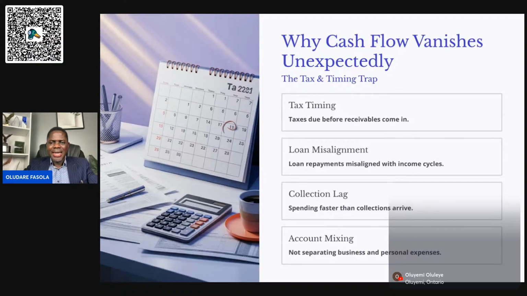Number three, spending faster than collections arrive. Before you even get that money, you've already spent a lot of money. That's what has happened to a lot of businesses today. Before you spend any money, ask yourself, do I have this money in my bank account? Number four, not separating business and personal expenses. This is a very big problem that we don't take note of. If you don't separate your business account from your personal account, you are mixing everything together. Your accounts will be very cumbersome, and at the end of the day, you'll not be able to track what you spend for business and what you spend for personal.